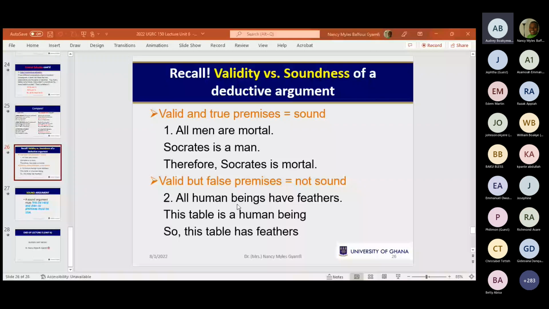Because in modus tollens, the consequence comes first. I'm claiming the consequence comes first before the antecedent. And your question has to be positive. If it's not, you have to turn it to the positive side, and the antecedent will be negated. It will be a negation.